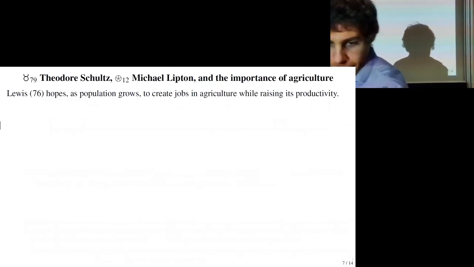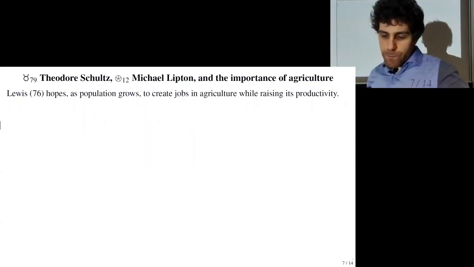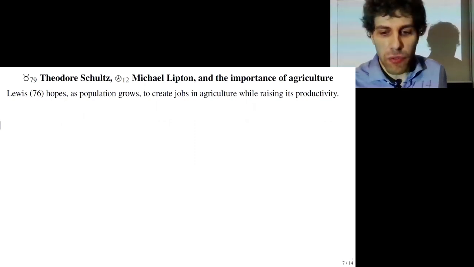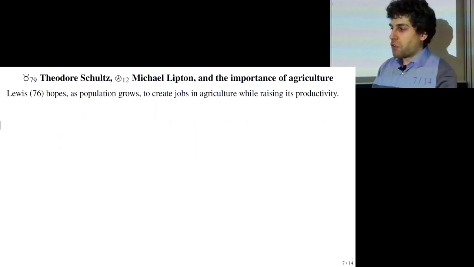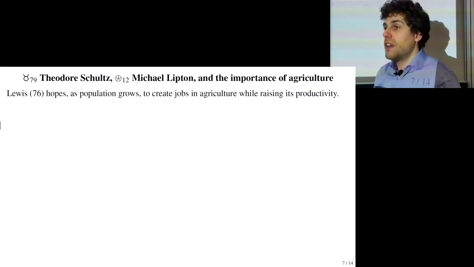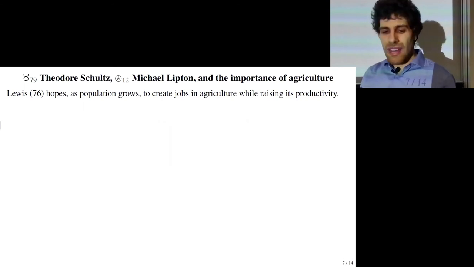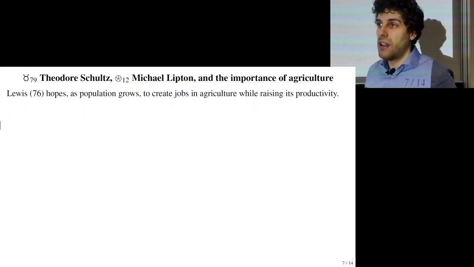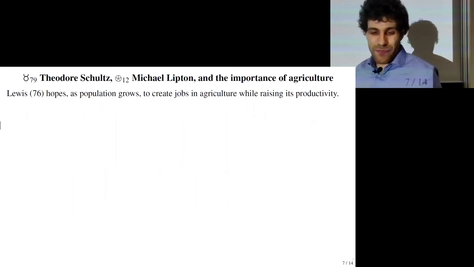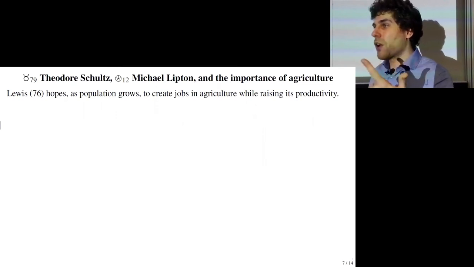So he also mentions in this paper a big challenge, that of agriculture, because he says as population grows, we need to create jobs. And for the reason already mentioned, we need to increase productivity in agriculture. But most of the population works in agriculture. And it's probably unrealistic to think that we will be able to create enough jobs in the manufacturing sector. So we need at the same time to create jobs in the agricultural sector and to raise productivity in the agricultural sector.